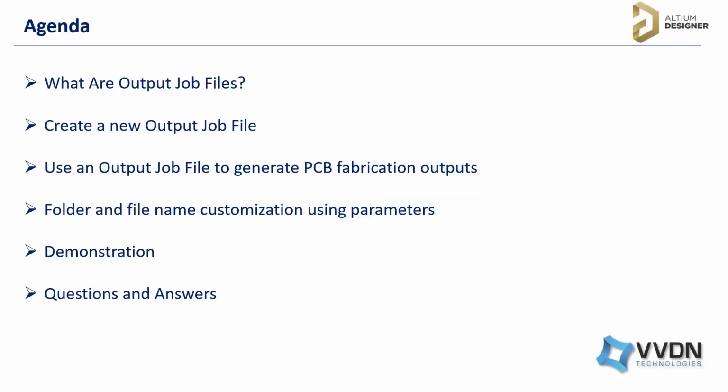So today I'll be talking about output job file generation. First, we'll get to know what output job files are. Then we'll create a new output job file. Then we'll use the output job file to generate PCB fabrication outputs. Then we'll customize folder and file names using parameters, and we'll show a live demonstration, and last will be a Q&A session.